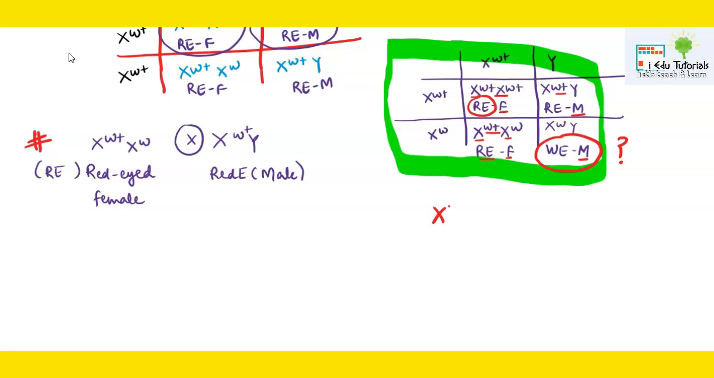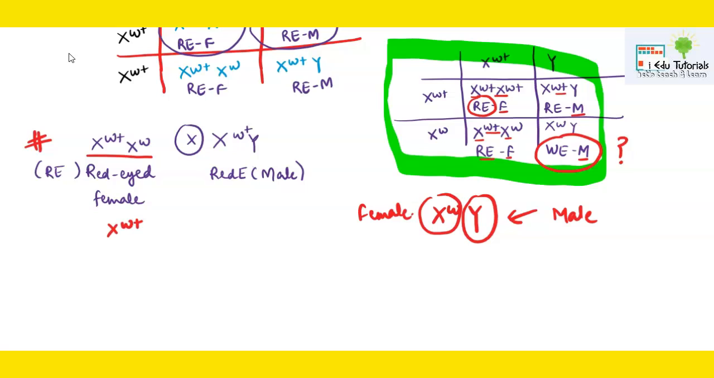Now, if this white-eyed male has the genotype of XWY, that means this Y chromosome would definitely have come from the male parent and this would have come from the female parent. That means in this cross, it was sure that the female was heterozygous for the eye color, meaning the red-eyed female was heterozygous for the eye color. He wanted to prove this, and what he did, he took this female and crossed it with the recessive male.